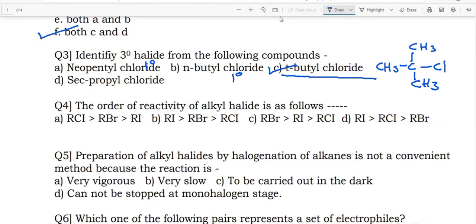Then question number 4, the order of reactivity of alkyl halides is as follows. Suppose we are taking alkyl iodide, and alkyl iodide is more reactive than alkyl bromide and then alkyl chloride. So option B is correct here.